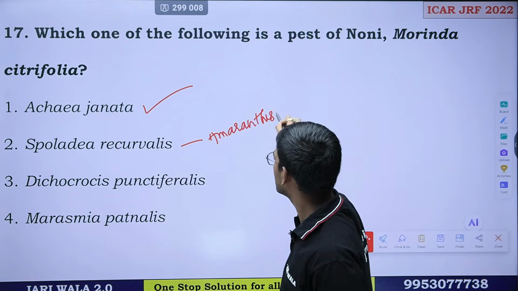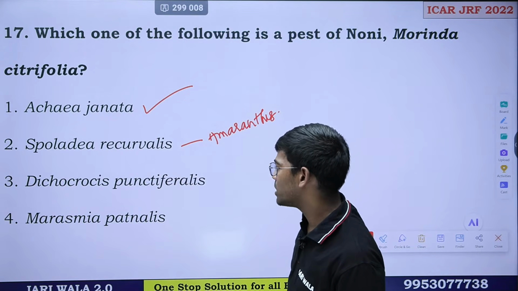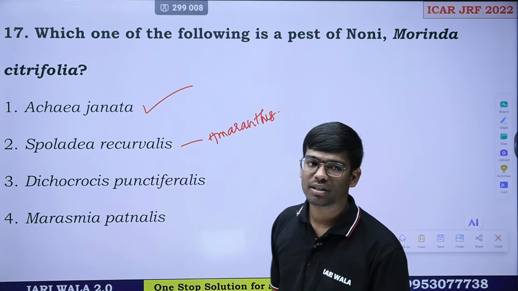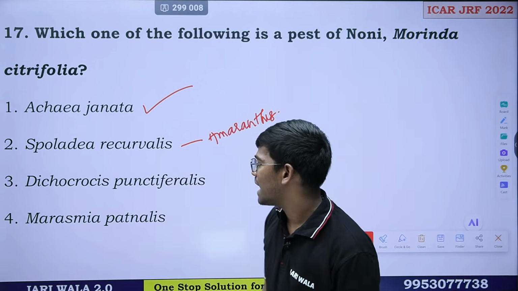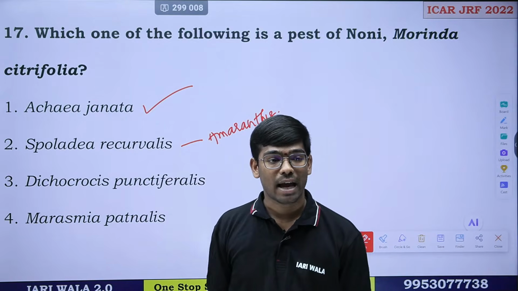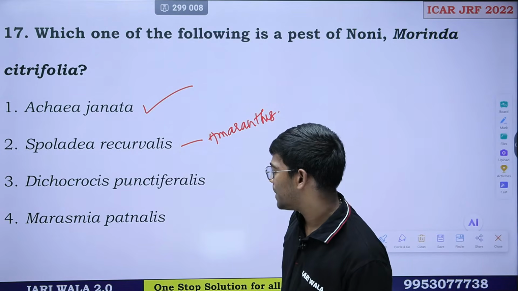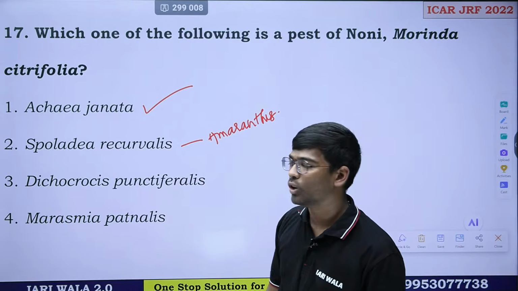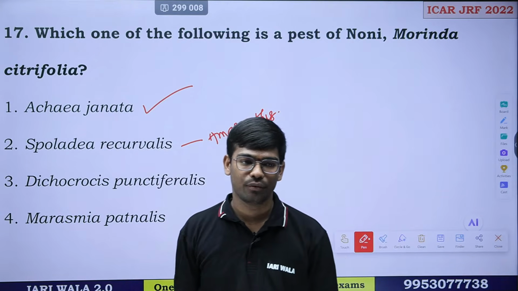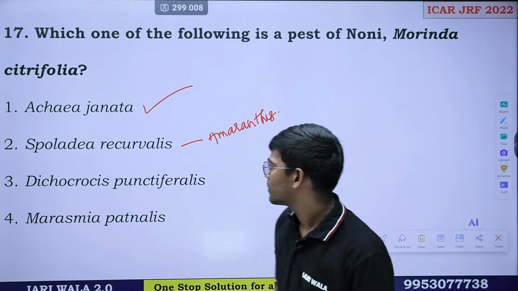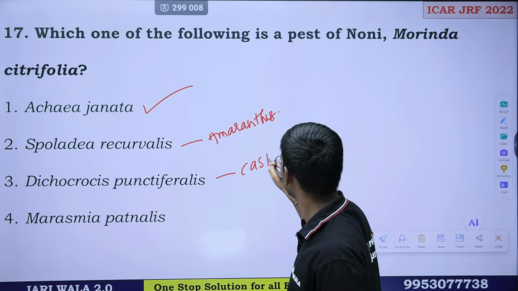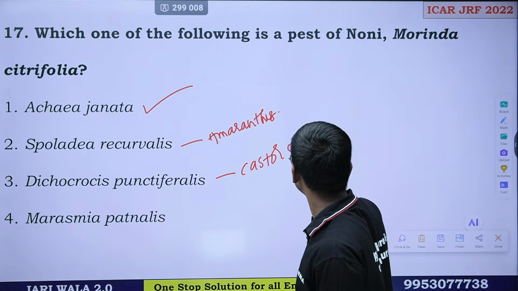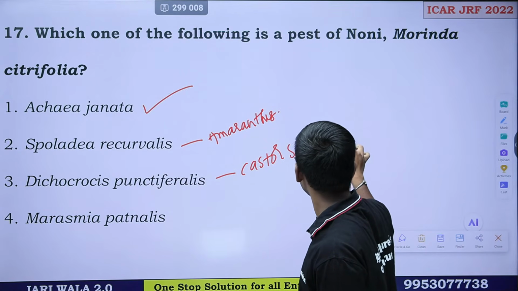Then Dichocrocis punctiferalis, the previous name, now it is Conogethes punctiferalis, castor shoot and capsule borer, and Marasmia patnalis is the rice leaf folder. So it comes in case of castor shoot and capsule borer.